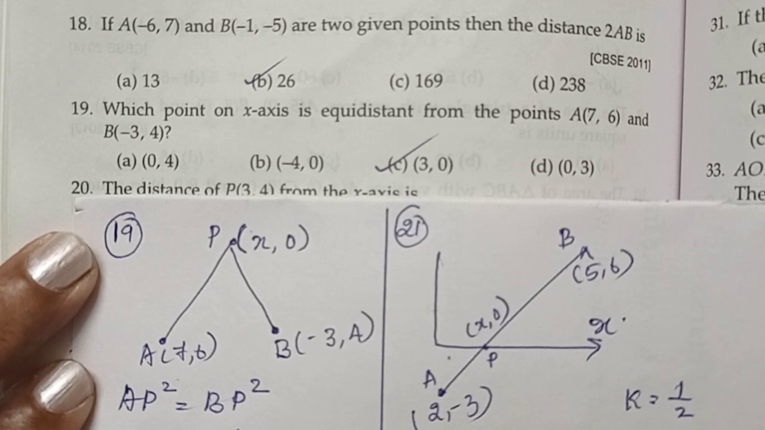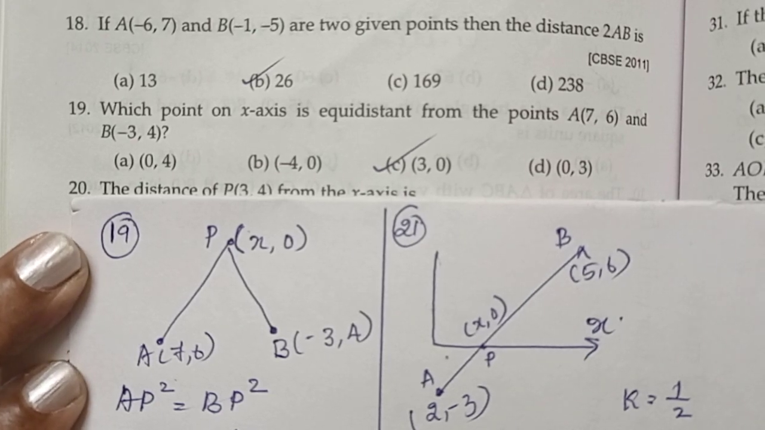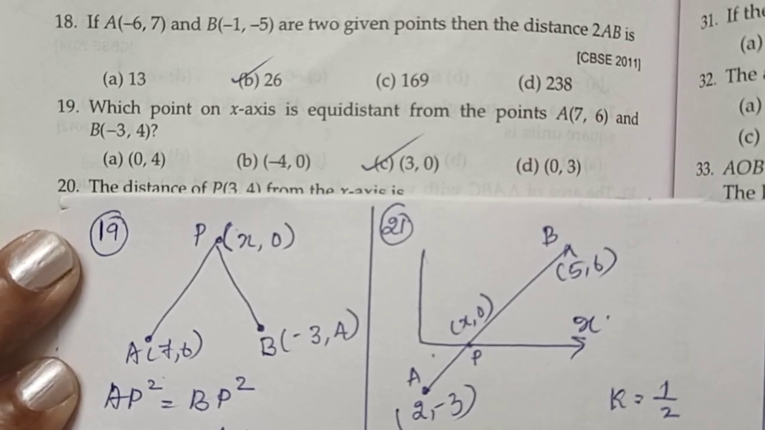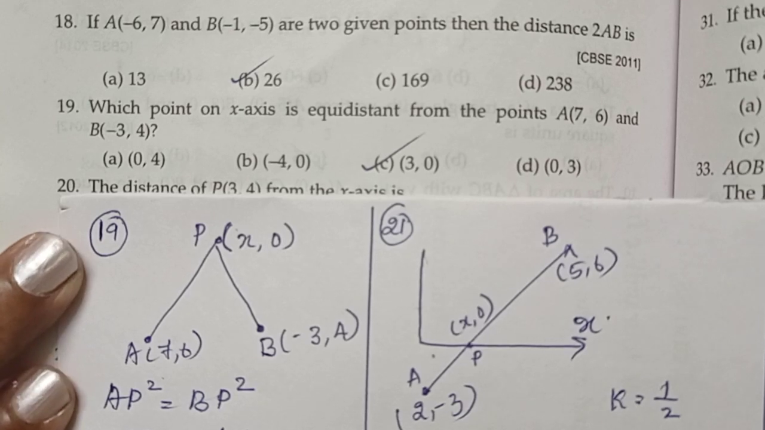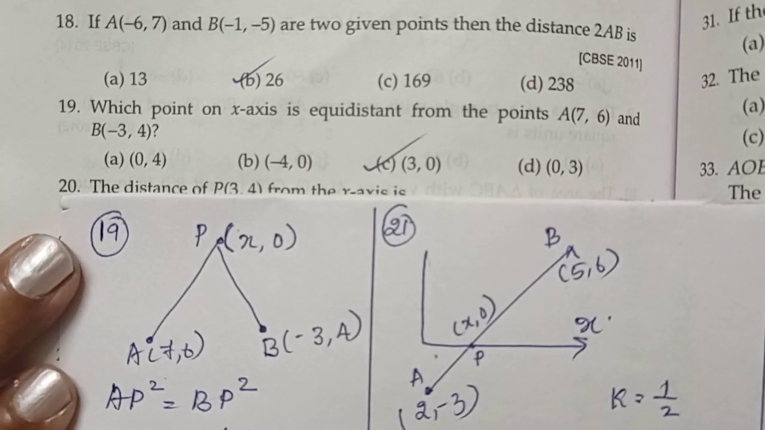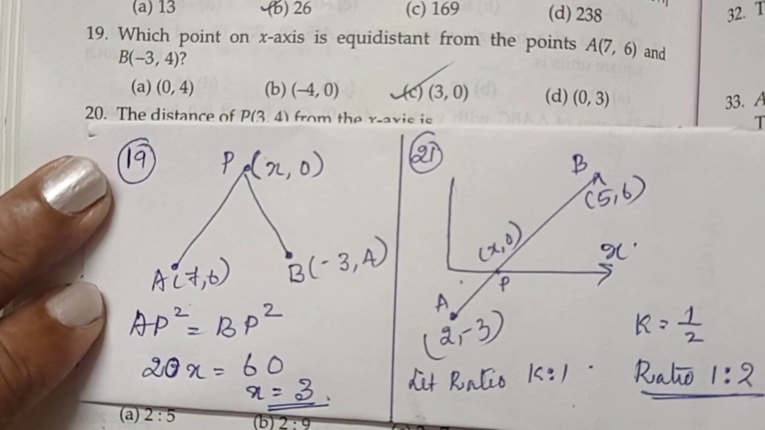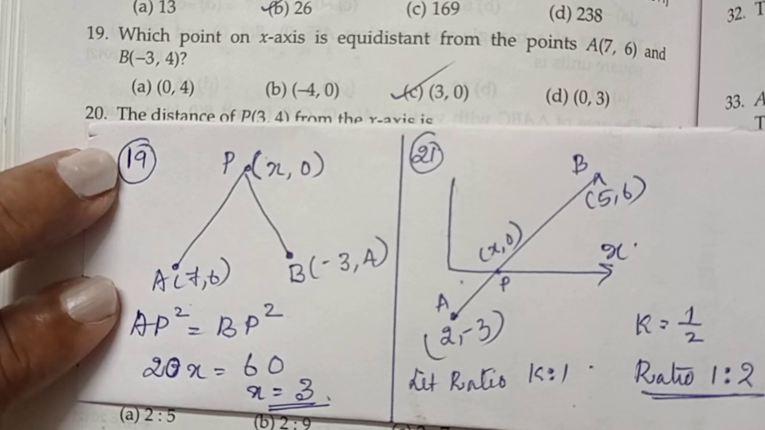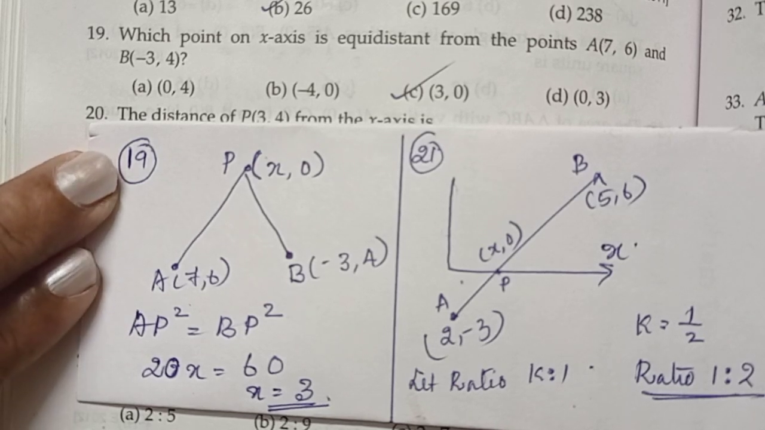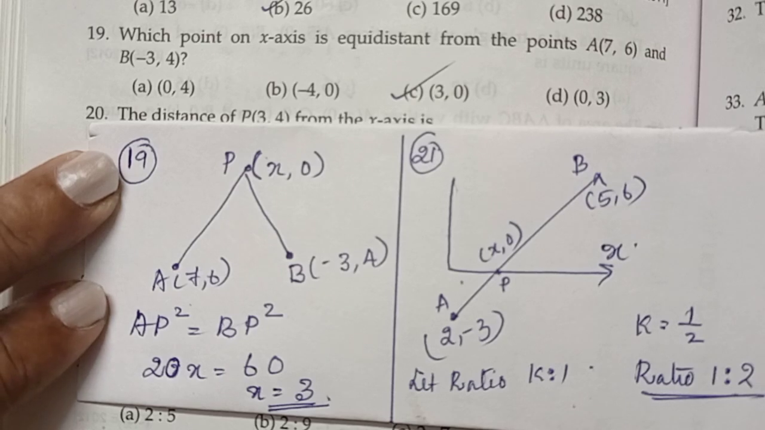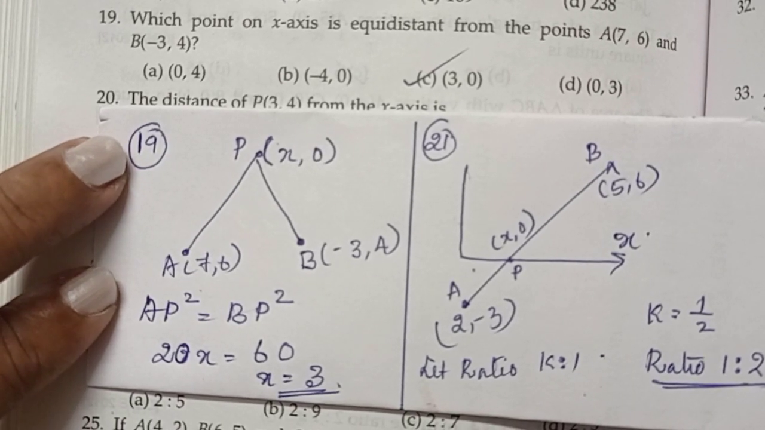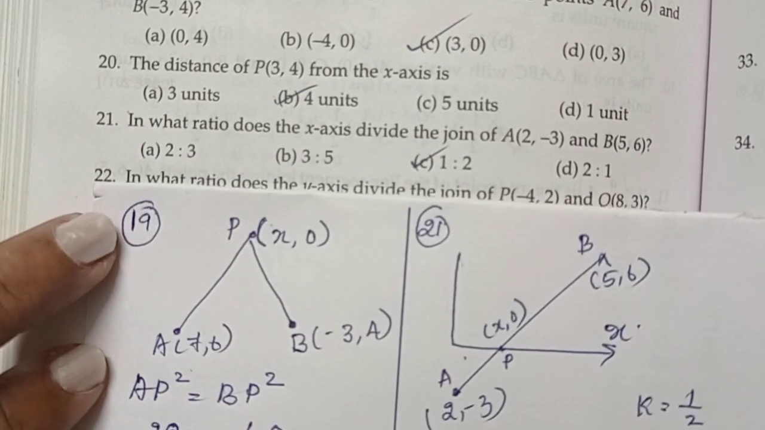Which point on the x-axis is equidistant from the points A(7, 6) and B(minus 3, 4)? On the x-axis, the y coordinate is 0. Therefore, we can take P as (x, 0). A is (7, 6), B is (minus 3, 4). Given that they are equidistant, therefore AP squared is equal to BP squared. We will get the value of x as 3. Therefore, the coordinate is (3, 0) because it is on the x-axis, which means the y coordinate is 0.